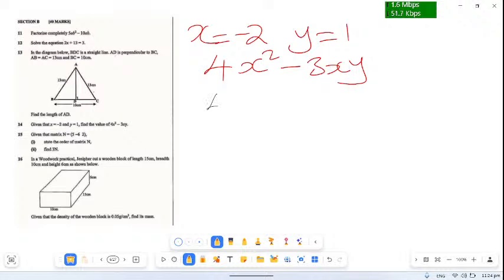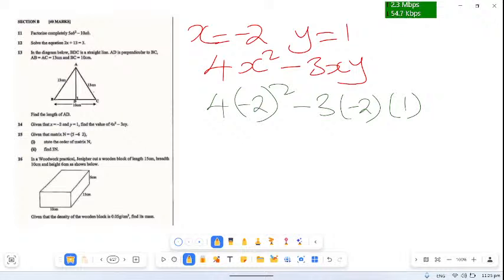Okay, so what we're going to do is we're just going to replace the letters by their numerical values. So we have got 4, then open bracket, -2 squared, okay, then minus 3, open bracket, x, we are told x is -2, close bracket, then multiply by 1, close bracket. Okay, that's the value of y.